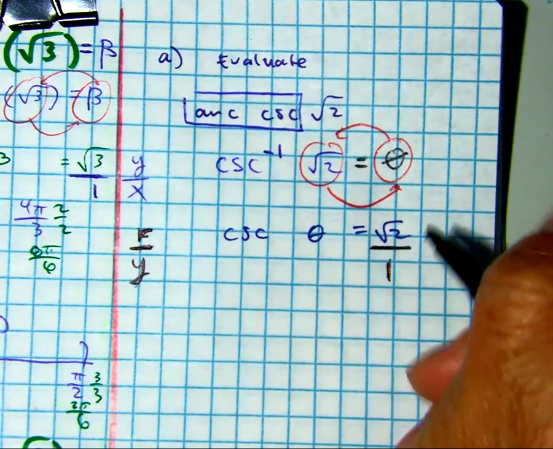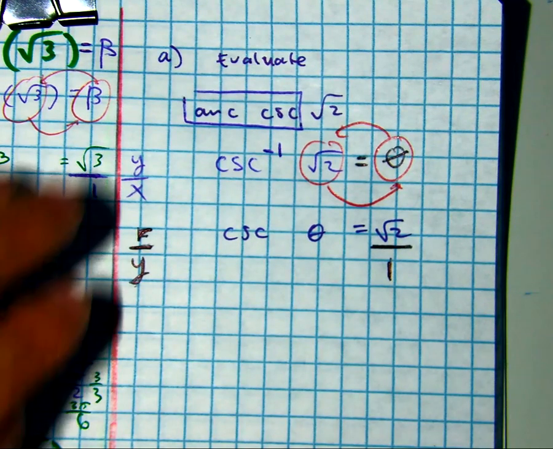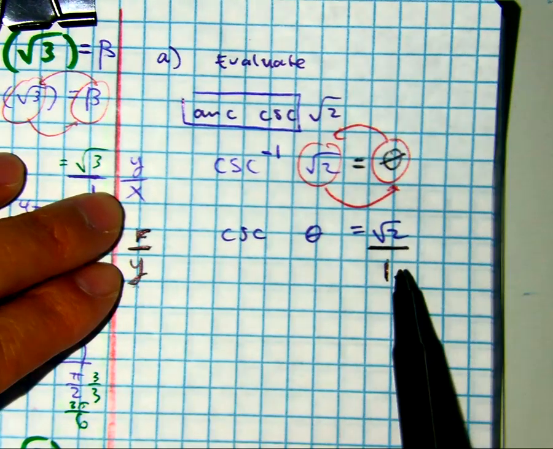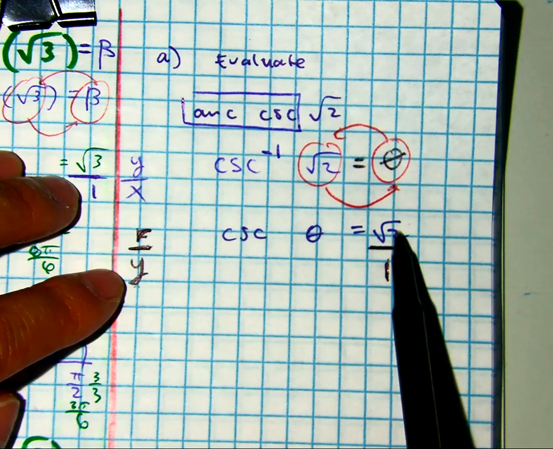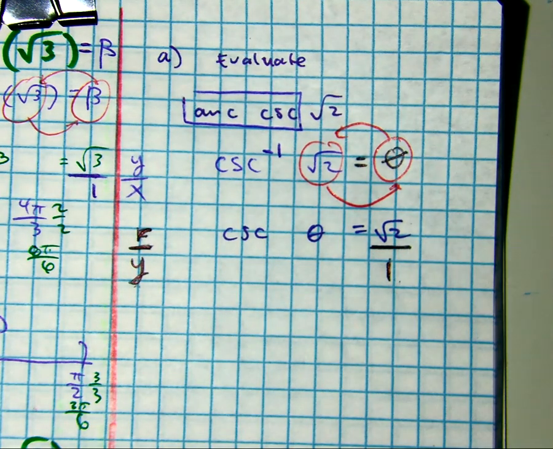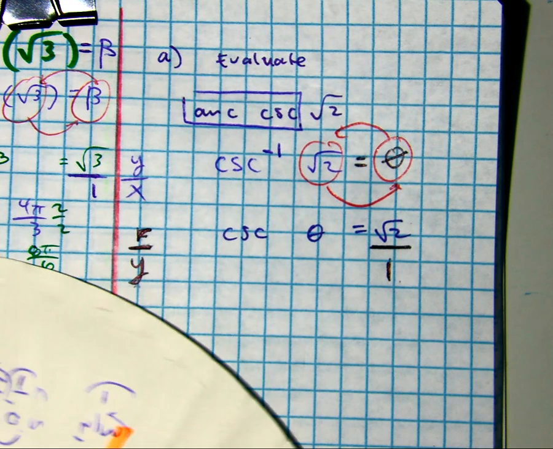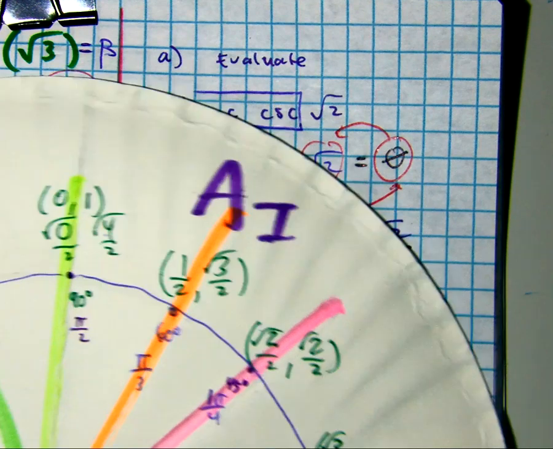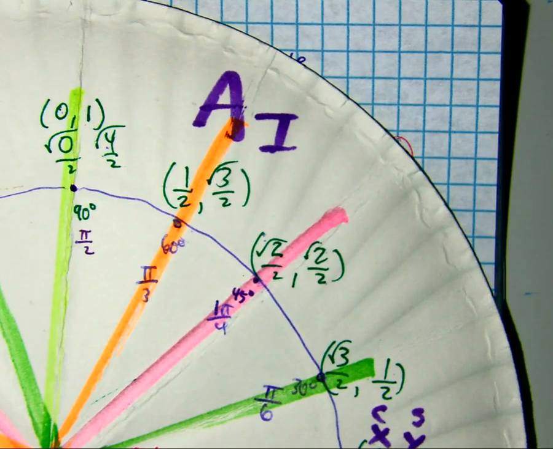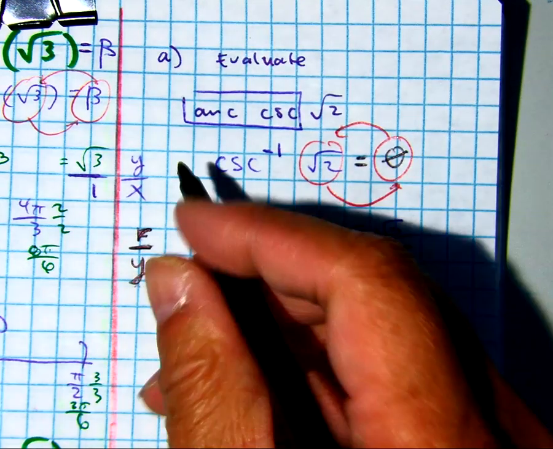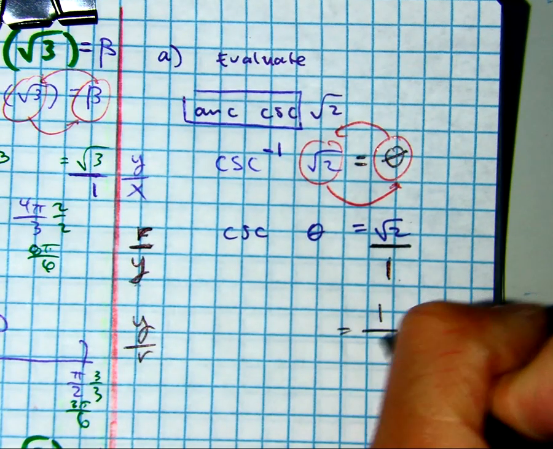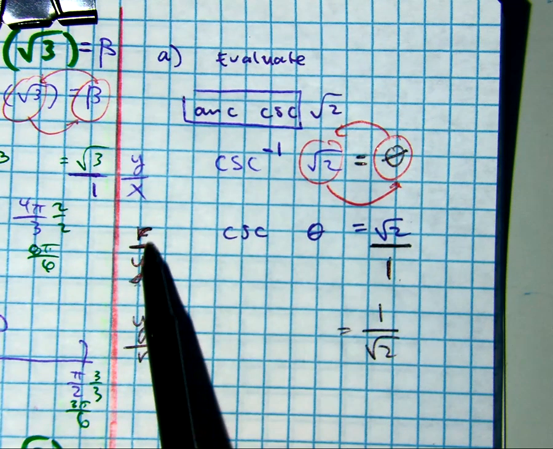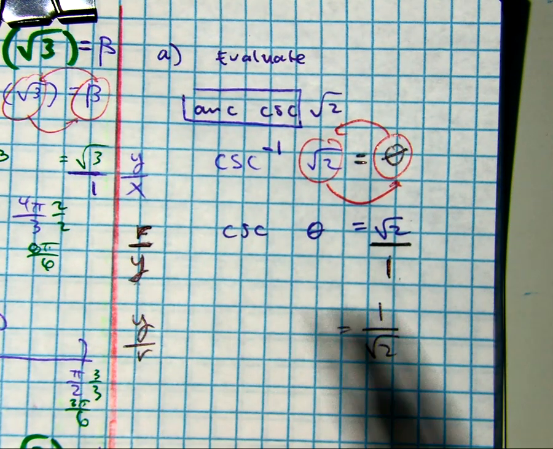Okay, what does this mean? If I have y over r, which is essentially 1 over radical 2, then you see r over y or radical 2 over 1. Now, think about that. Radical 2 is not on your unit circle, is it? What would happen if I flipped it? If I flipped it, I would get y over r, or 1 over radical 2.